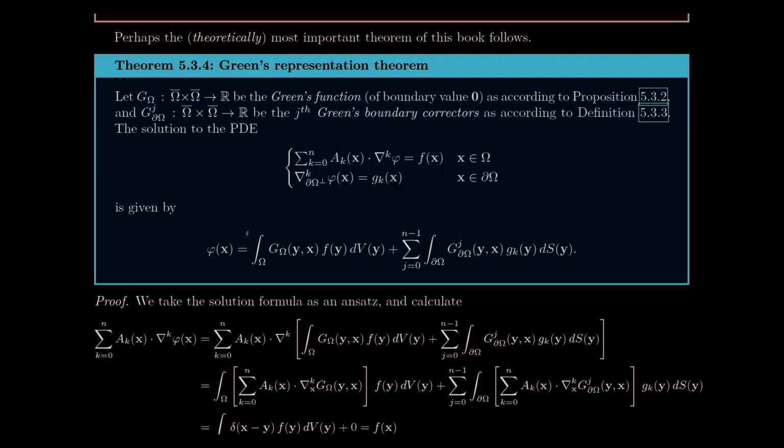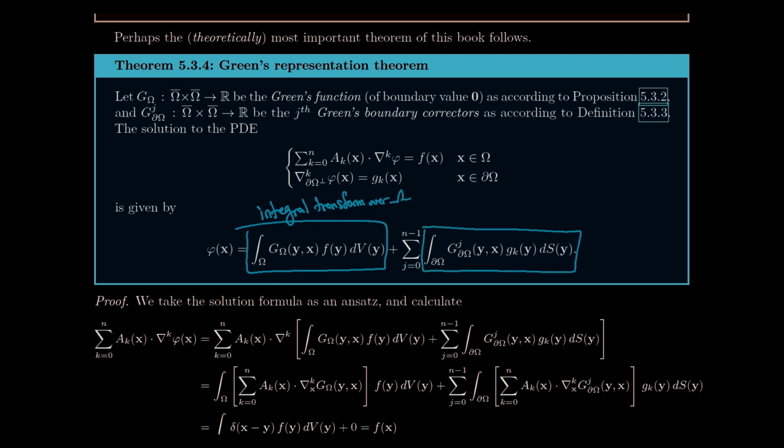So let's see what's actually going on here. What's going on is we initially have this computation, which is an integral transform over omega. And here we have an integral transform over the boundary of omega. So we've got one integral transform over omega, and we have potentially a sum from 0 to n minus 1, that's that j. This is why we potentially need j different Green's boundary correctors of integral transforms over the boundary. So we just take this sum of the integral transform over the domain itself, and then integral transforms over the boundary, and we've solved our PDE.